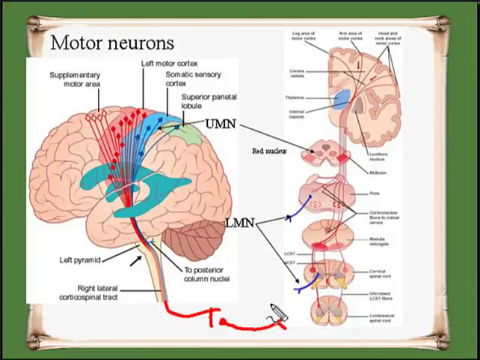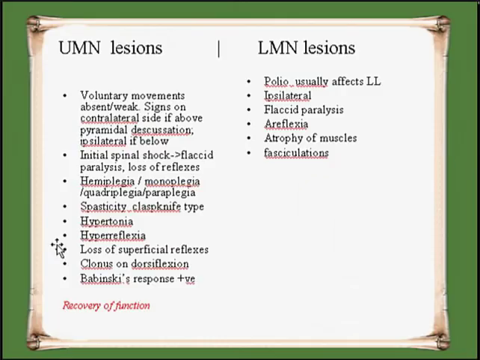Now, when this tract is damaged, you get a paralysis, because voluntary movements will not occur, because there is no input coming from the top. So the anterior horn cells have no direction at all. So when the corticospinal tracts are involved, voluntary movements are absent or weak. Now, this will depend on where the lesion occurs.